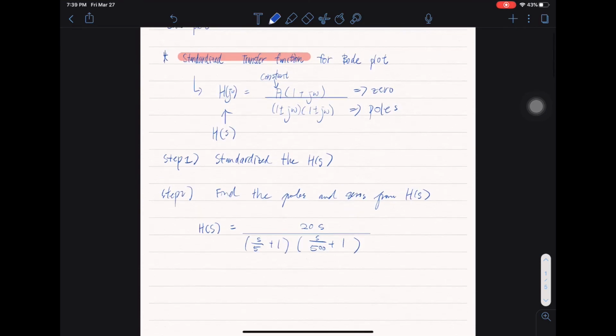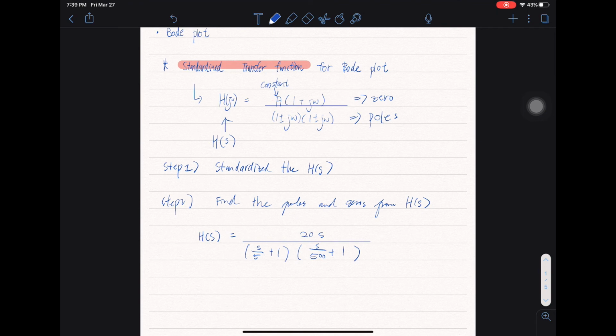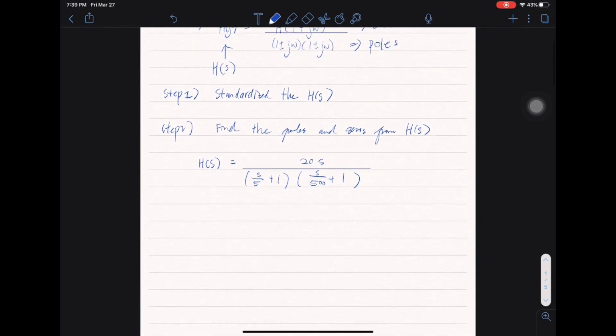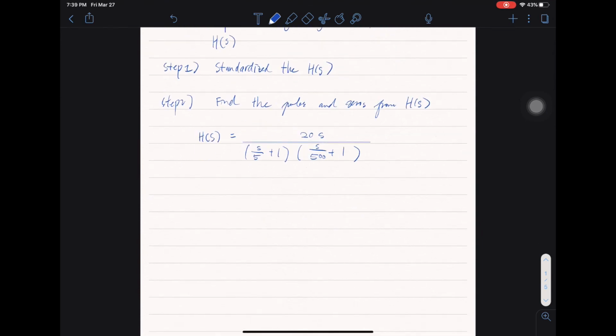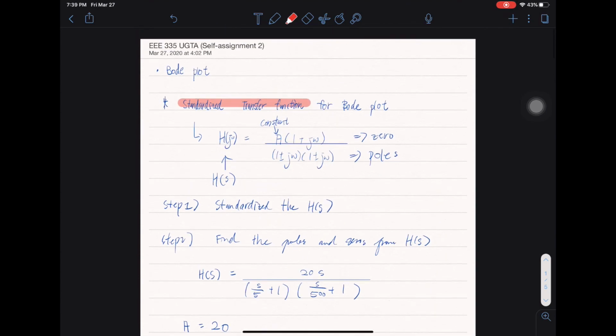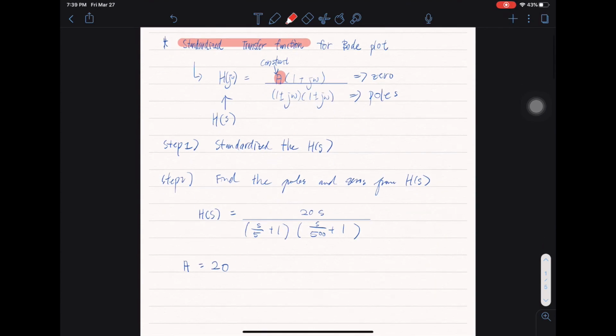So right now, if you compare this transfer function and the standardized transfer function, you realize that it's written in the same form, so we do not have to change this. Later on, I will do another example which we will have to change. So right now, we will be able to find the following things. A is equal to 20. So A is this constant here, which is 20.